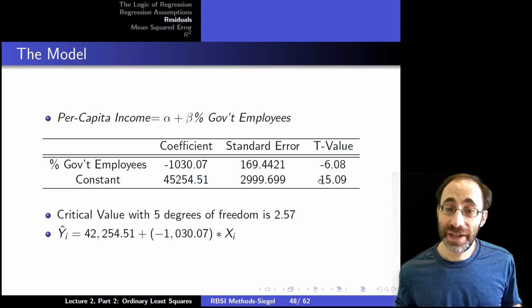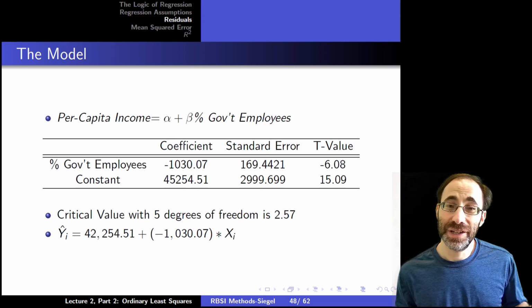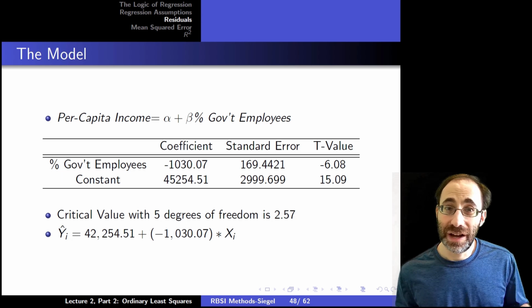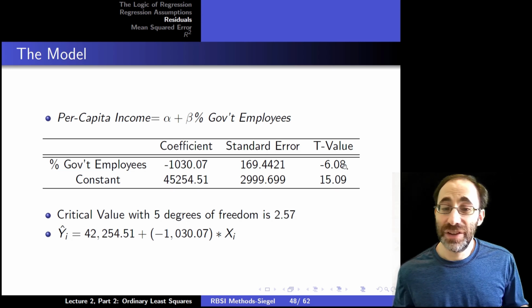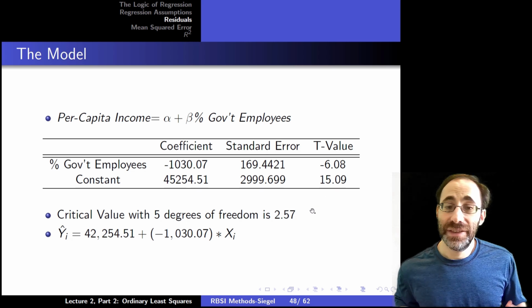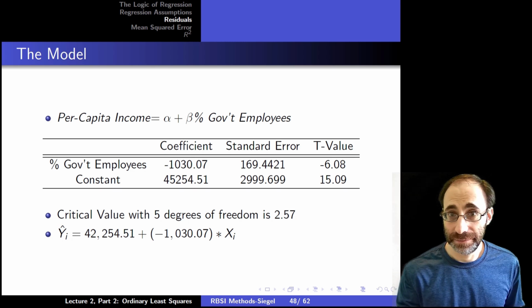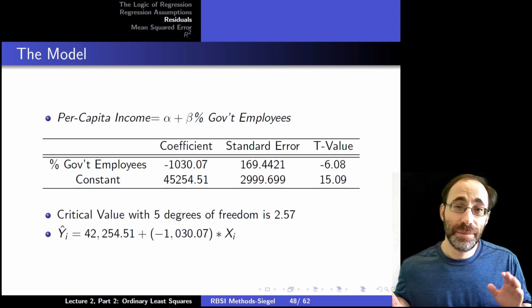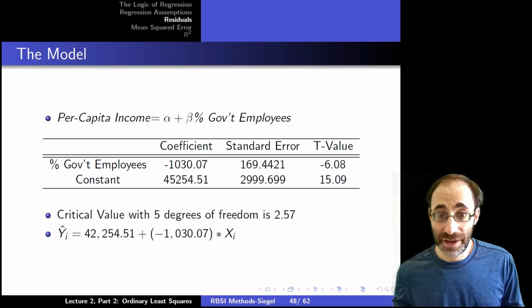In this case, we have 7 data points and 2 parameters to fit. So the number of degrees of freedom is 7 minus 2, or 5. The critical value for the 95% confidence level for a two-tailed test is 2.57. 6 is greater than 2.57, and therefore we can say that percent government employees significantly affects per capita income, and reject the null hypothesis that there's no relationship at all at a 95% confidence level. Okay. But forget for a moment about hypothesis testing, and let's talk more about the predicted values.